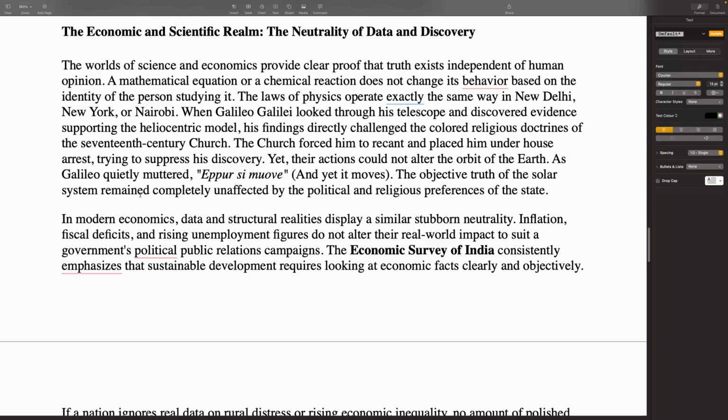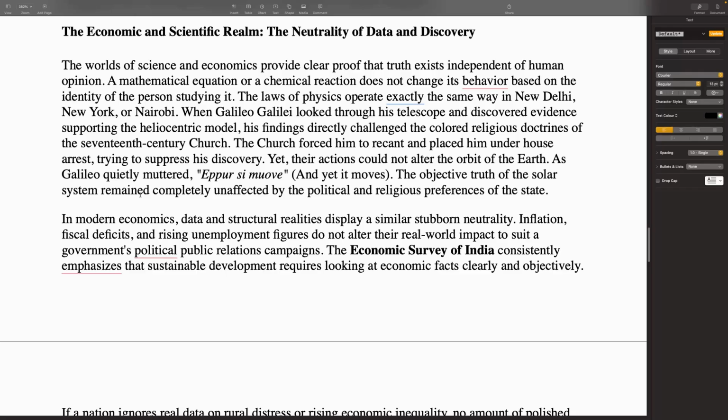When Galileo Galilei looked through his telescope and discovered evidence supporting the heliocentric model, his findings directly challenged the religious doctrines of the 17th century church. The church forced him to recant and placed him under house arrest, trying to suppress his discovery. Yet, their actions could not alter the orbit of the earth.